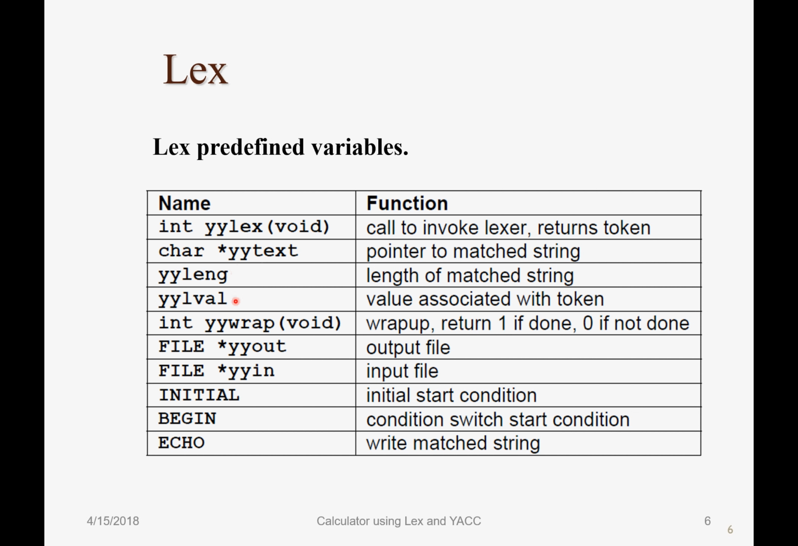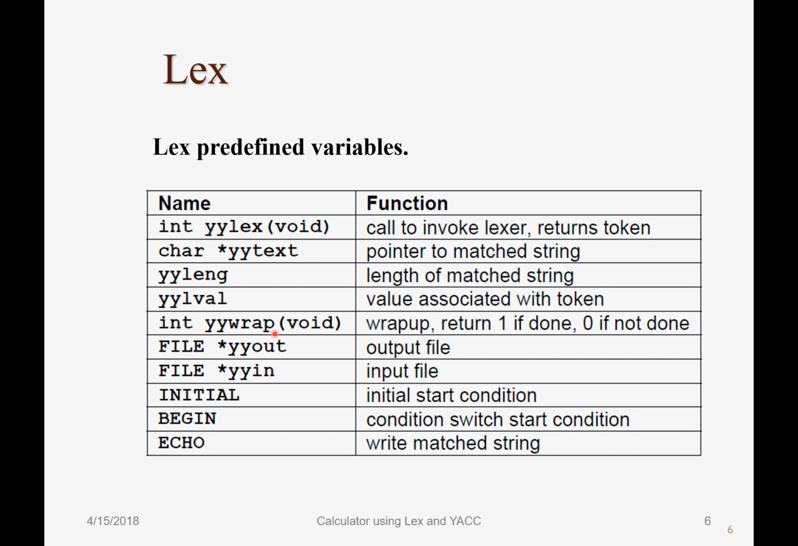Then yylval is the value associated with the token. If my string is 123, but that is in the form of a character array, and I want to convert that 123 into an integer, then I will use the function atoi or atof, and that value will come in the yylval variable. So it is the value associated with the token.